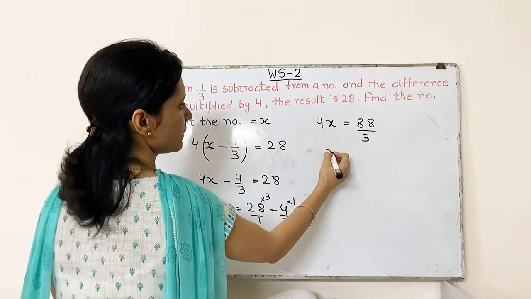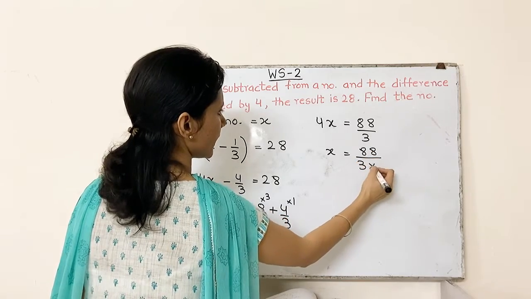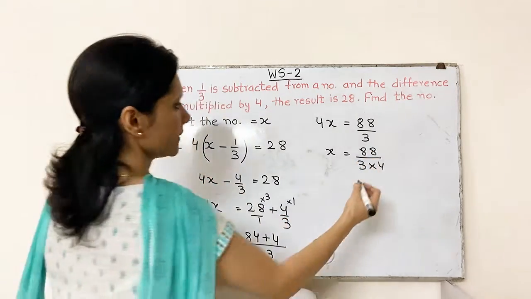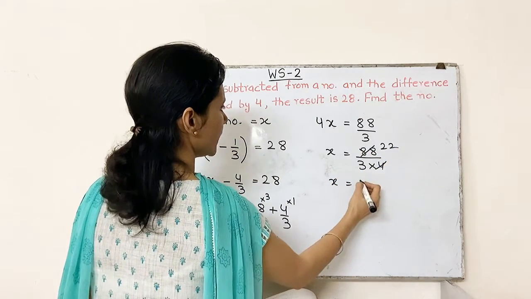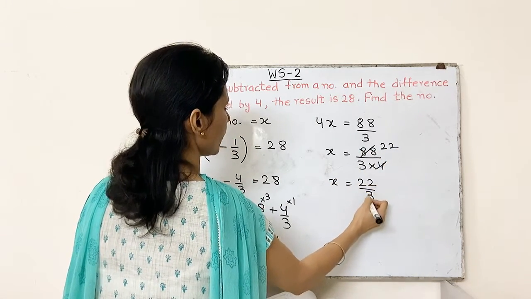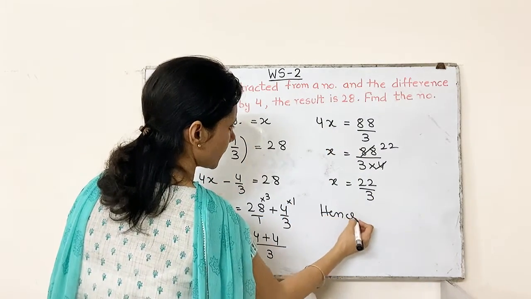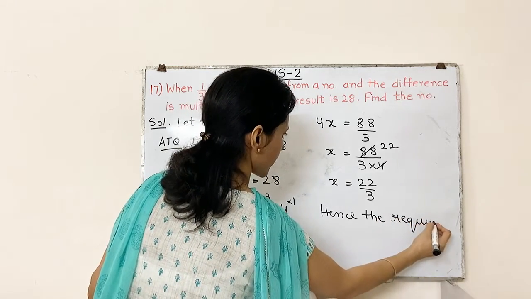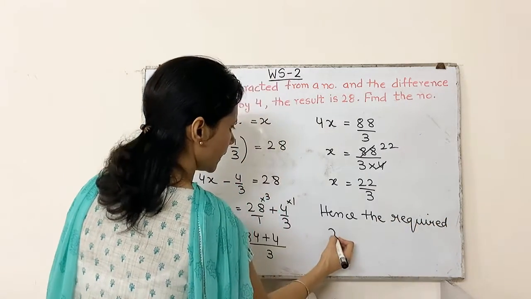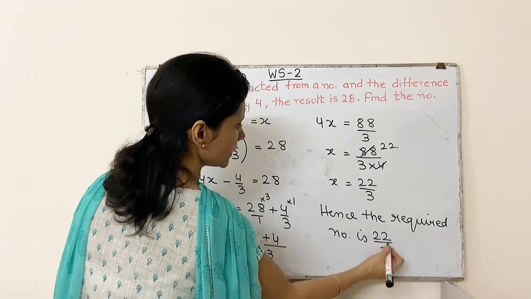Now 4 is getting multiplied with x, so on the other side it would get divided. It would come underneath. Now let's do the cutting. 4 22s are 88, so the value of x is 22 upon 3, and we had to find the number. So we'll say hence the required number is 22 upon 3.